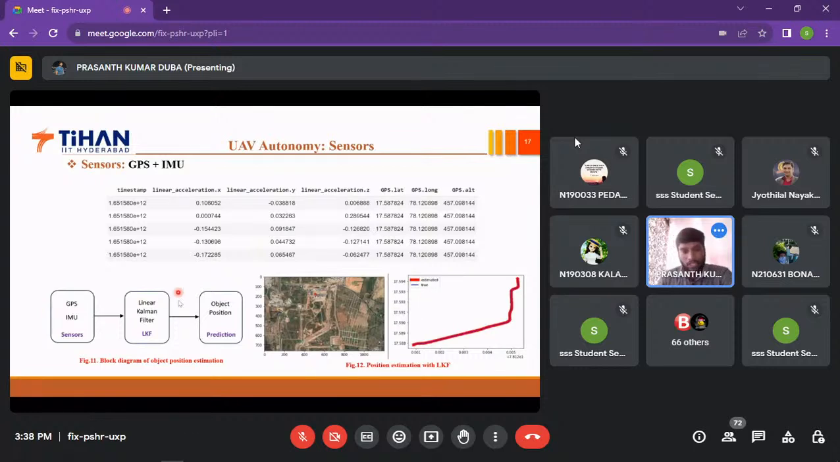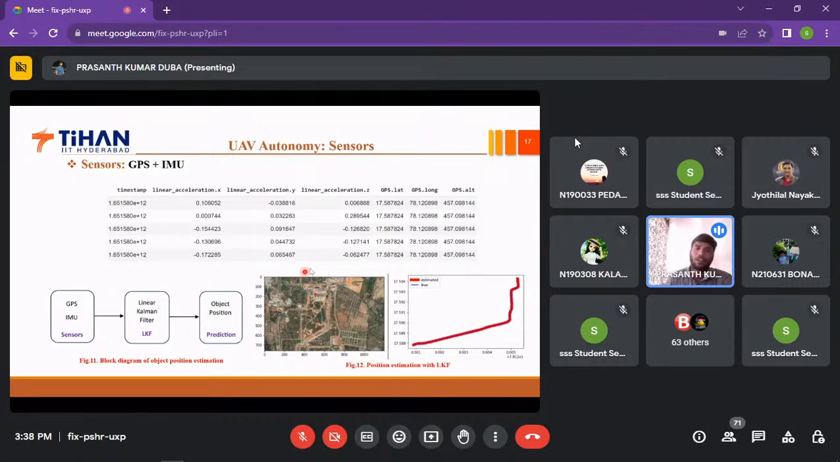From that data, with the help of this Kalman filter, we predict the object position. In this figure, the blue line is the ground truth value, from this point to the other point. This red curve shows the estimate made with the help of the Kalman filter.